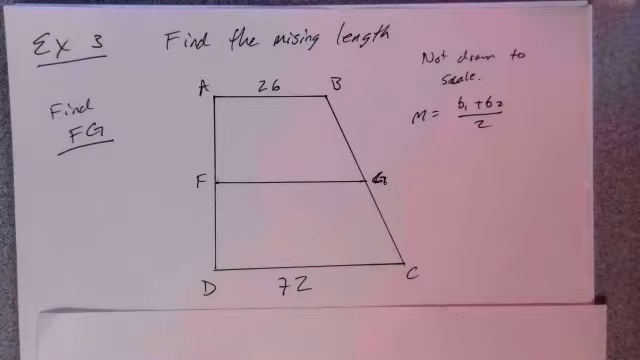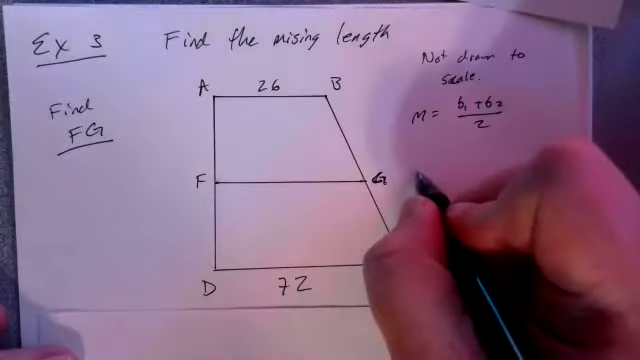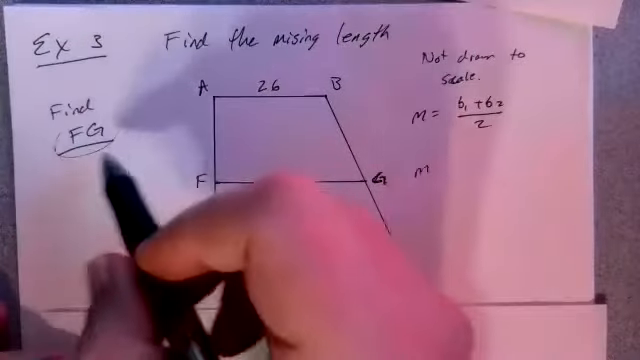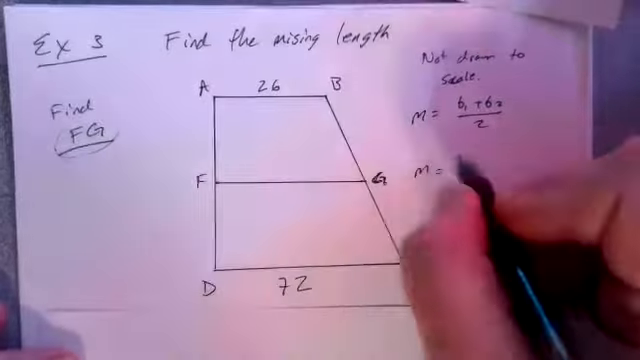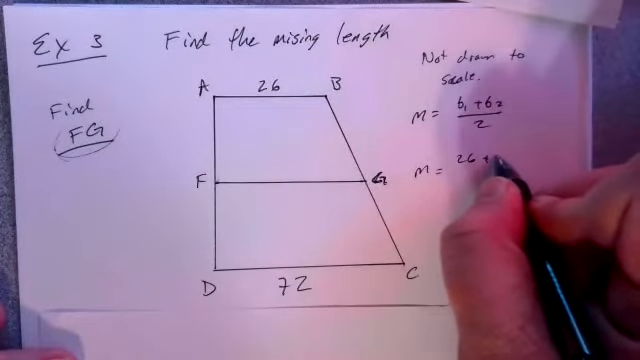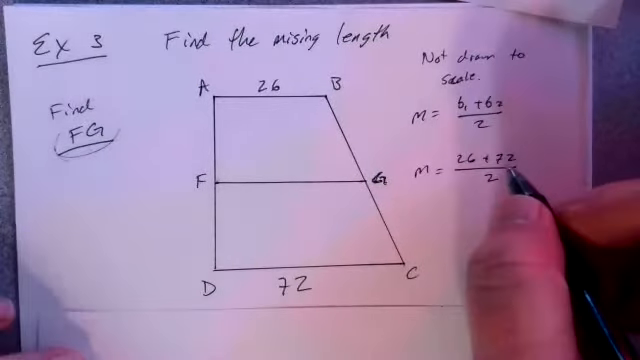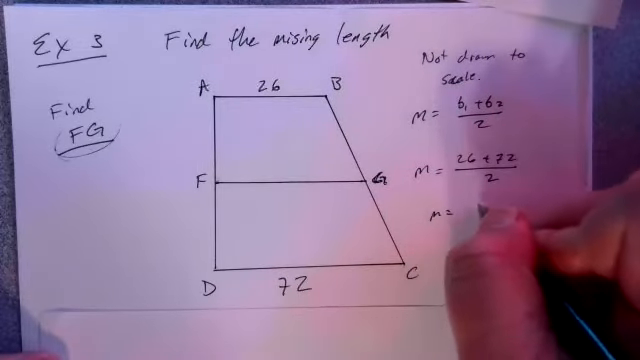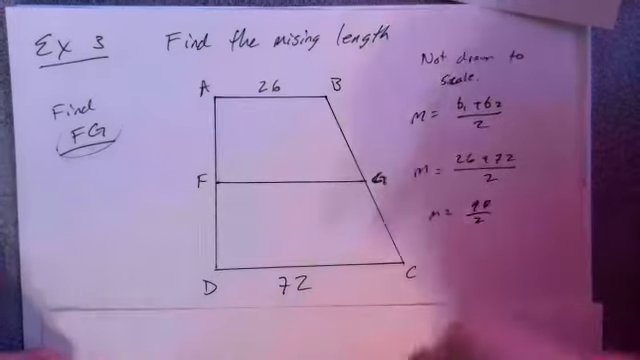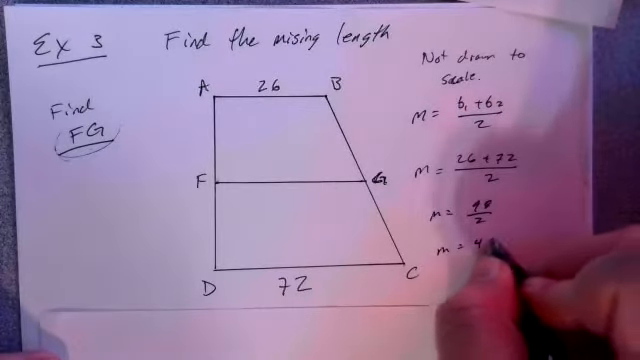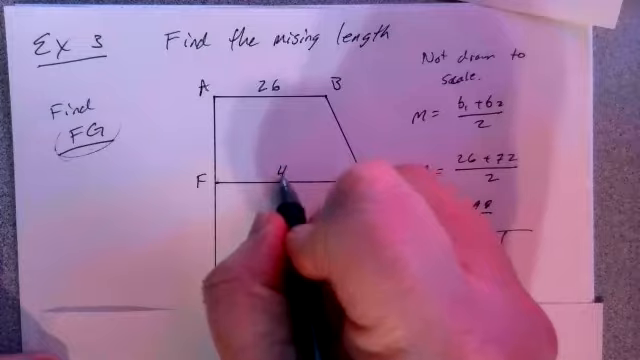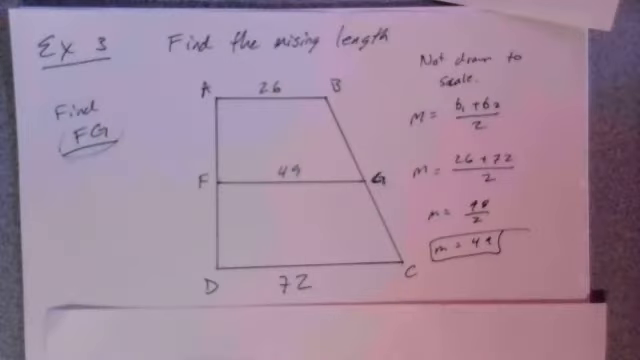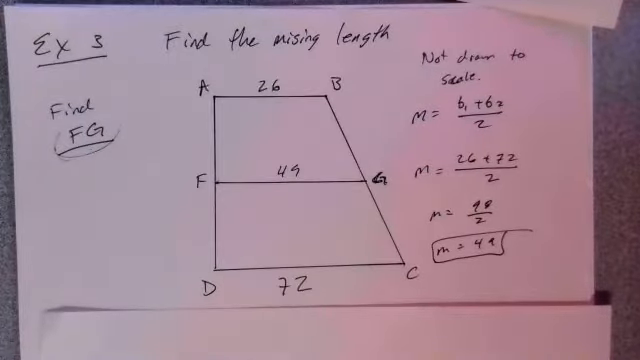Okay, here we go. First things first, what is base 1? 26. Okay, so our mid-segment, FG, is equal to base 1, which is 26, plus base 2, which is 72, divided by 2. And here we get 26 plus 72 is 98. Oh, wow, we've seen that before today. 98 divided by 2 is 49. So that means the distance from F to G is 49 units. All we did is we filled out the formula and just followed it step by step.